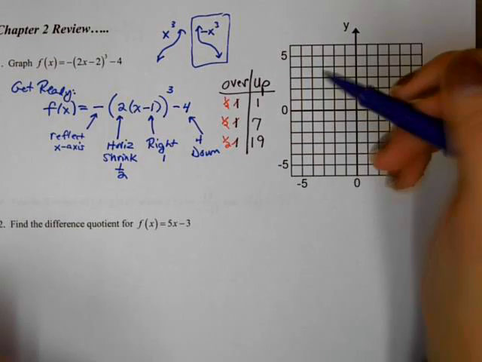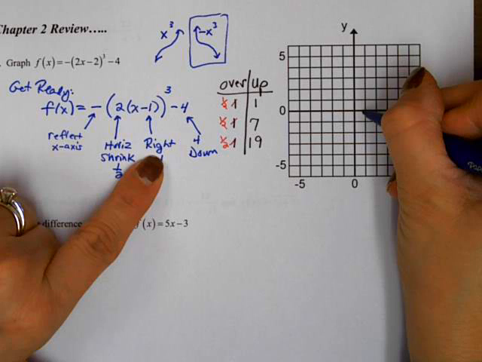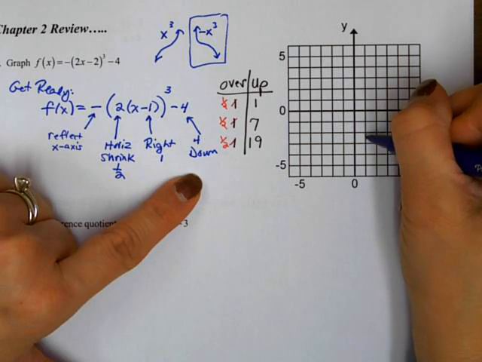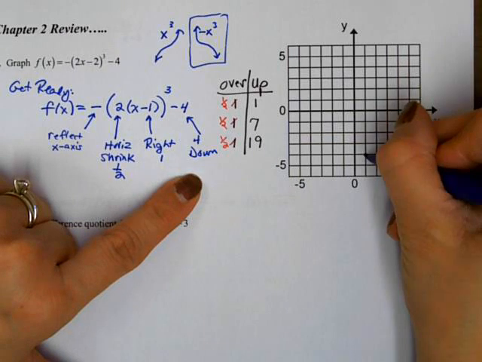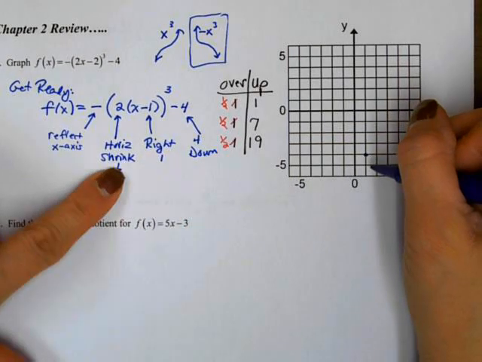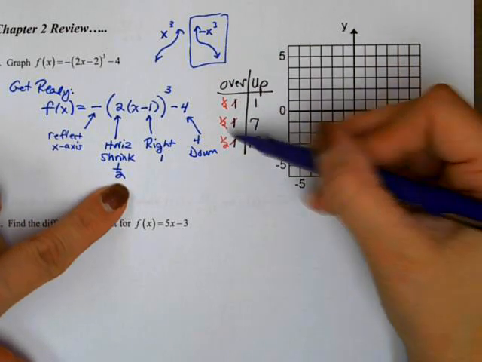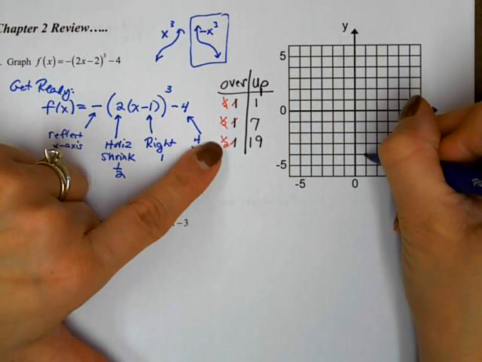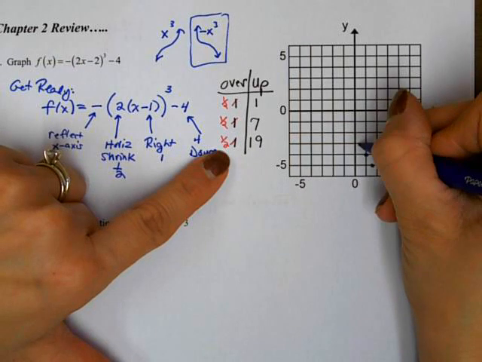So we're going to take our center point. We're going to go 1 unit to the right. We're going to go 4 units down. So there's our center point. I've got that. I got the shrink. Reflect x-axis. I'm going to go down, down to the right. And my shrinking is on the chart. Over 1/2, down 1. Over 1/2, up 1.